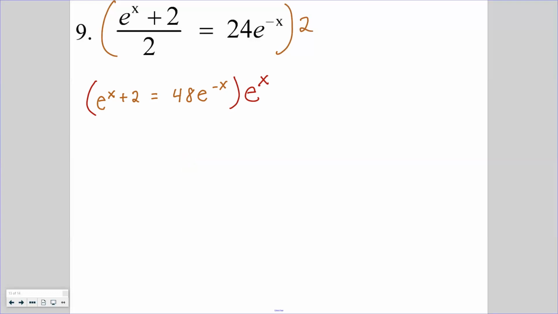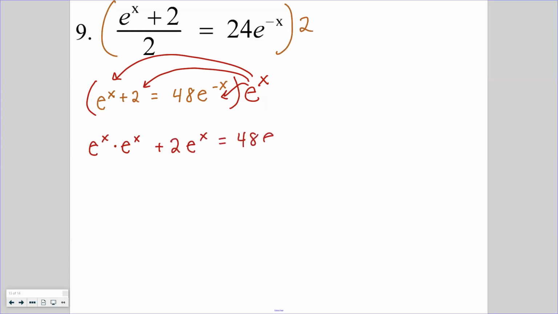Okay, this next step, you don't have to worry about showing, but I will show it in lecture so you can see what's happening. I do have to distribute that e to the power of x to every single term. What happens is this. We get e to the power of x times e to the power of x plus 2 times e to the power of x, which is equal to 48 e to the negative x times e to the positive x.